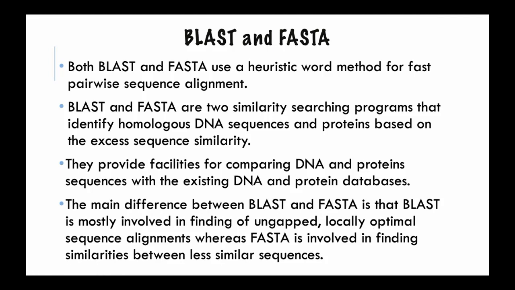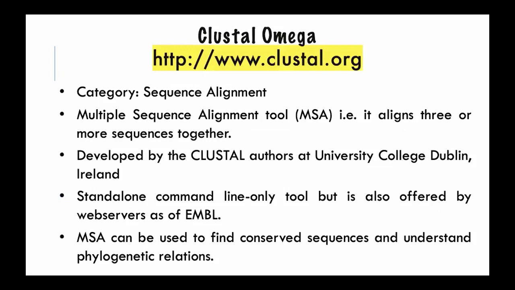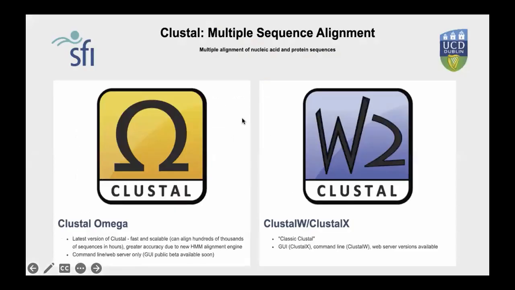So going further, we can look at other tools that we can find at www.clustal.org. So this is Clustal Omega, and this is a sequence alignment tool. It aligns three or more sequences all together, and that can help you to find conserved sequences and understand phylogenetic relations. When you go to this site, of course, you can find the two forms of Clustal: Clustal Omega, and Clustal W and Clustal X.